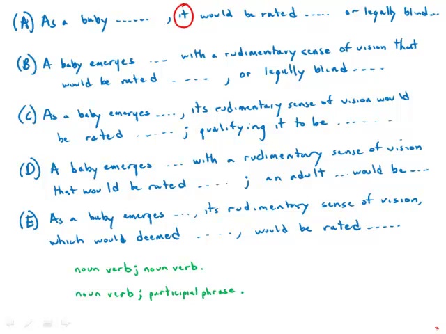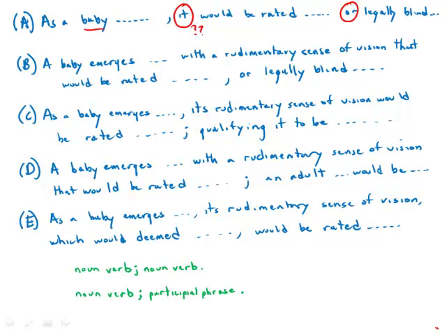The subject of the first clause is baby, and so naturally that would be what the it would refer to. But of course the baby's not being rated, the vision is being rated. And so this is a problematic pronoun. And also the word or here, or doesn't really create exactly the sense we want.